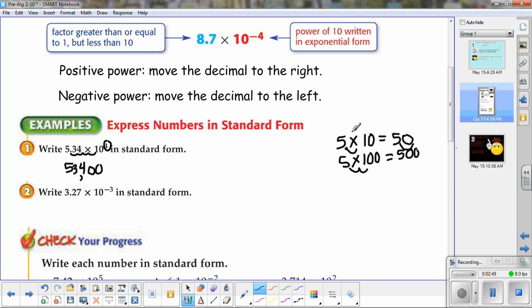Now, adding zeros worked in elementary school, but now when we have numbers like 5 and 34/100ths, you can't just add 4 zeros, you have to move the decimal 4 places. That's probably the biggest mistake kids make in this lesson. If you get the idea of moving the decimal point, you're going to do very well in this unit.